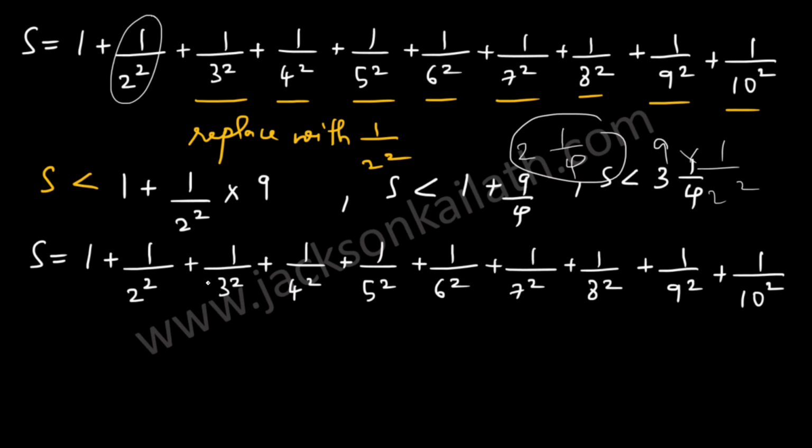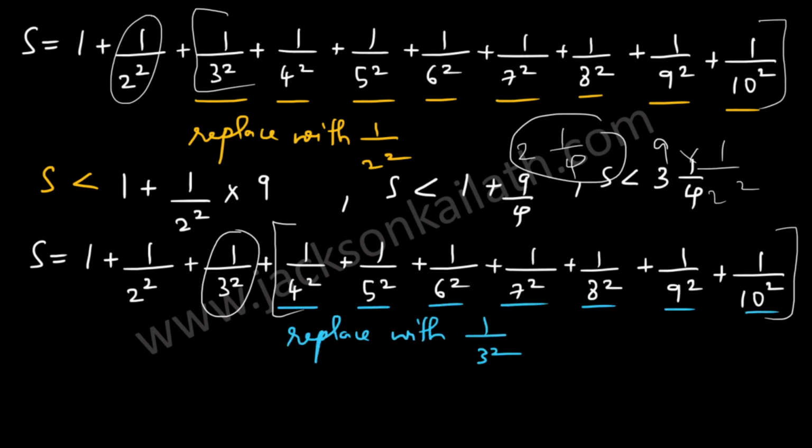So again, this is what we have as s. What did we do over here? We replaced everything from here with the previous value. What I'm going to do now is replace everything from here with the previous value, which is 1 by 3 square. If I do that, what's the value I'm getting? I'm getting 1 plus 1 by 4 plus 1 by 3 square into 8, since there are 8 terms. So this is 1 plus 1 by 4 plus 1 by 3 square into 8, and this value will be greater than s, because we are replacing each of these values with a greater number, which is 1 by 3 square. So let's simplify this.